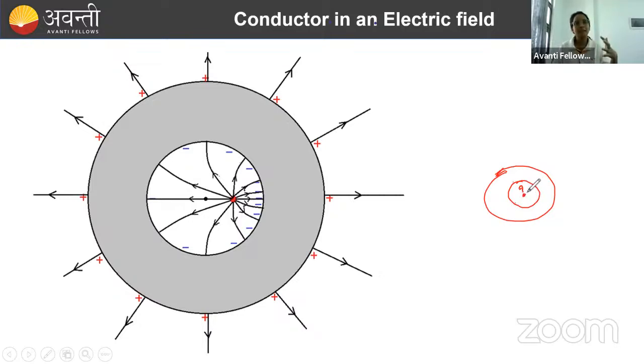Done. Cavity means air hai, open space hai. So in open space, electric field can exist. Inside conductor, electric field can't exist. So how the charge will get distributed? We have to see here. What I mean to discuss now.